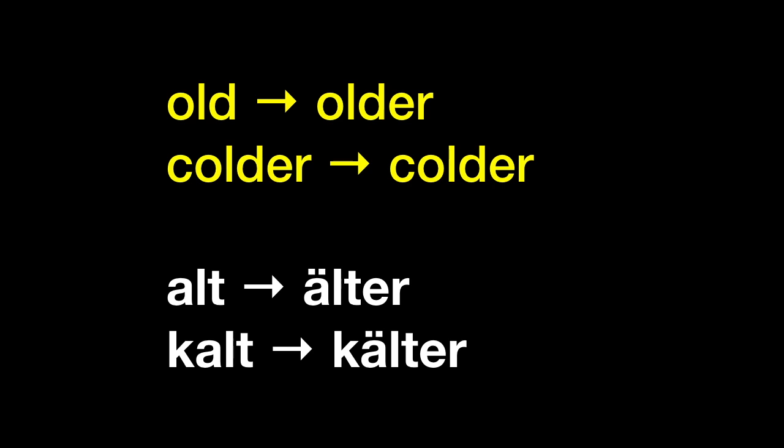In English, we just add the letters ER. In German, we're going to add ER, but we're also sometimes going to throw two dots over the vowel. So you see alt goes to älter and kalt goes to kälter. So not only do you need to put two dots over the vowel, but you also have to pronounce it. Alt, älter, kalt, kälter.